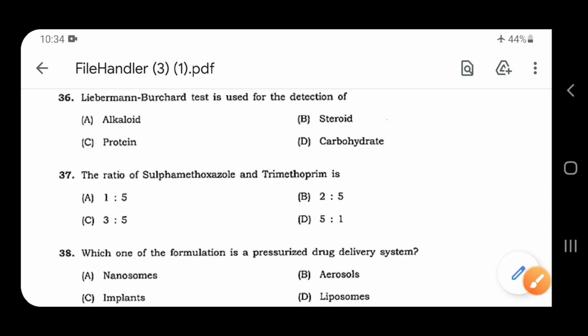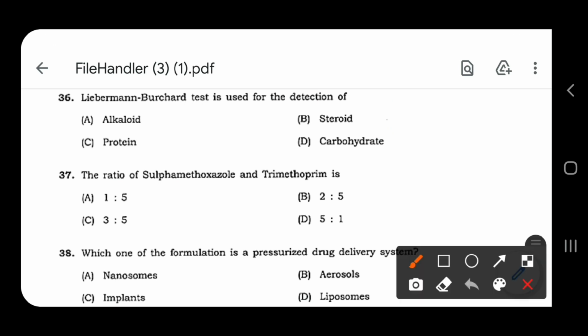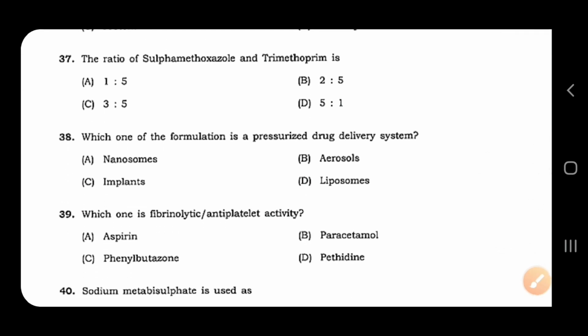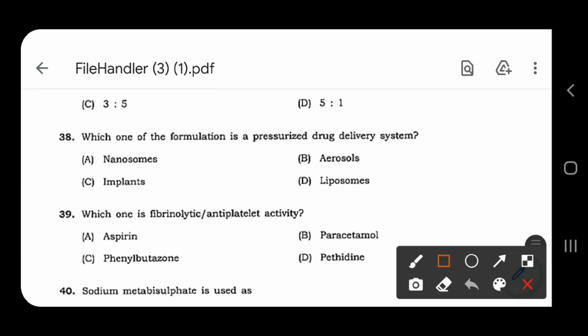Next is question number 37. The ratio of sulfamethoxazole and trimethoprim is 1:5, 2:5, 3:5, 5:1. Here the amount of sulfamethoxazole is more than that of trimethoprim. So the correct answer is D, that is 5:1. And this combination is also known as cotrimoxazole. Which one of the formulations is a pressurized drug delivery system? Here the correct answer is aerosols.